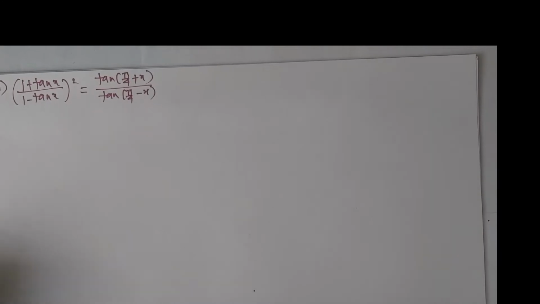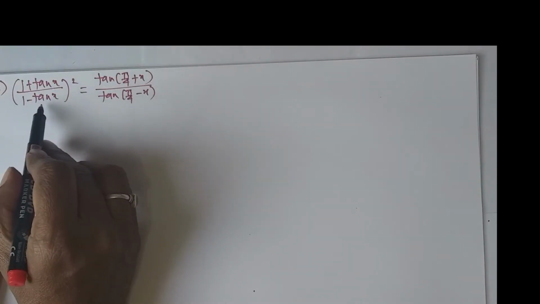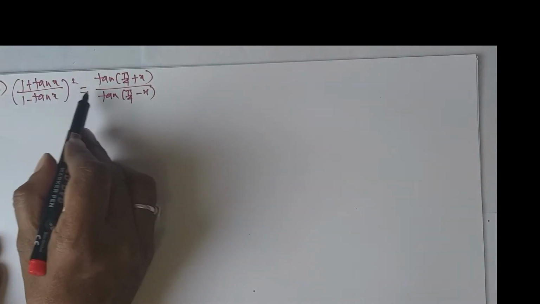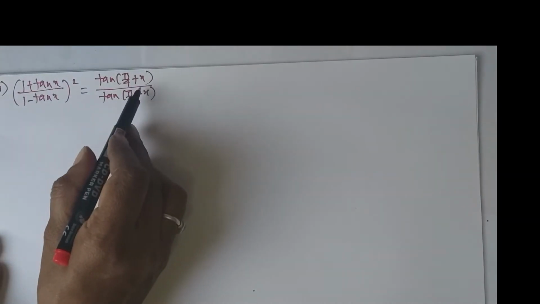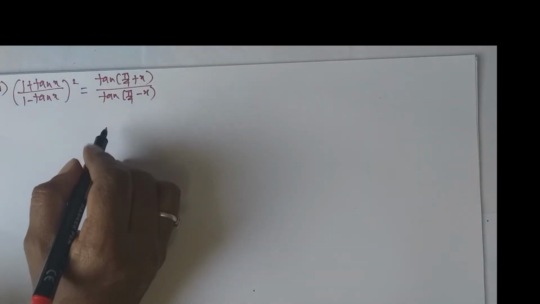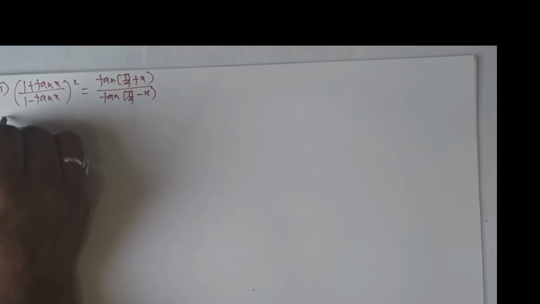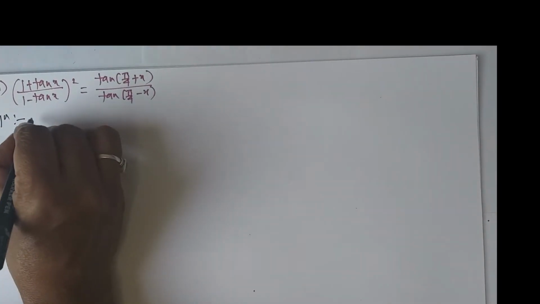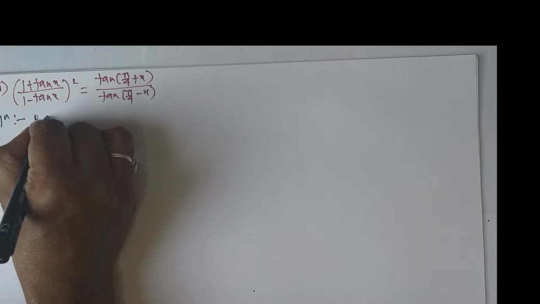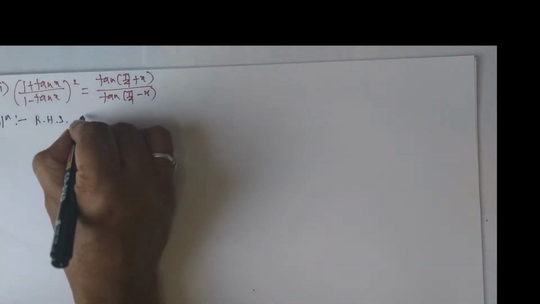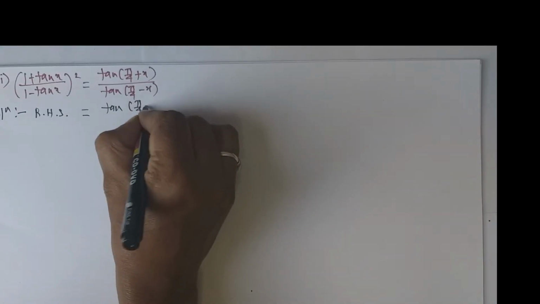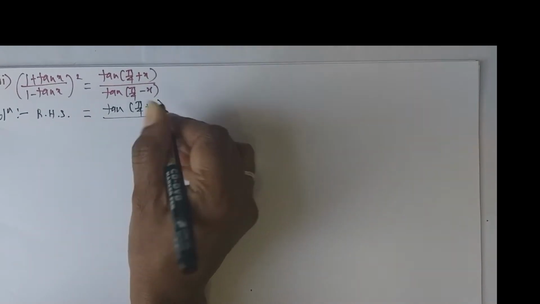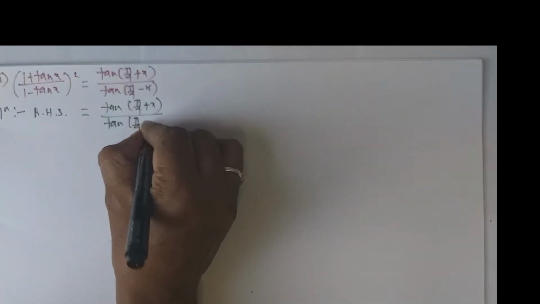See the third question: ((1 plus tan x) divided by (1 minus tan x)) whole square is equal to tan(pi by 4 plus x) divided by tan(pi by 4 minus x). In this problem, it is easy to show the right hand side equal to the left hand side. First I will write the right hand side, which is tan(pi by 4 plus x) divided by tan(pi by 4 minus x).